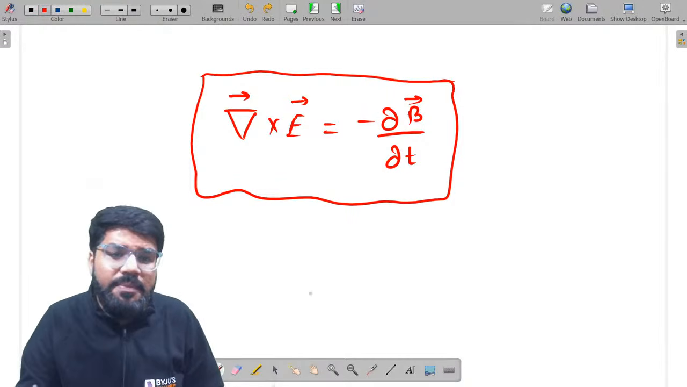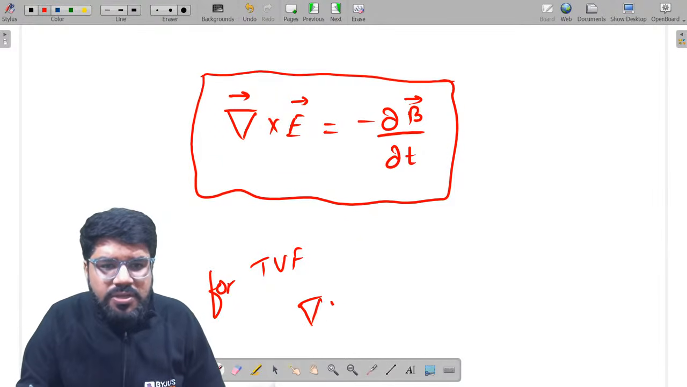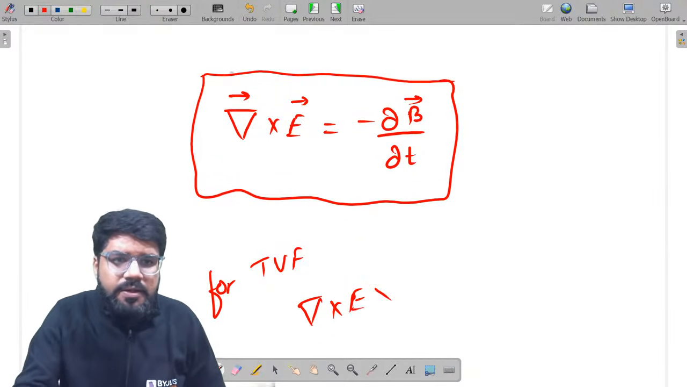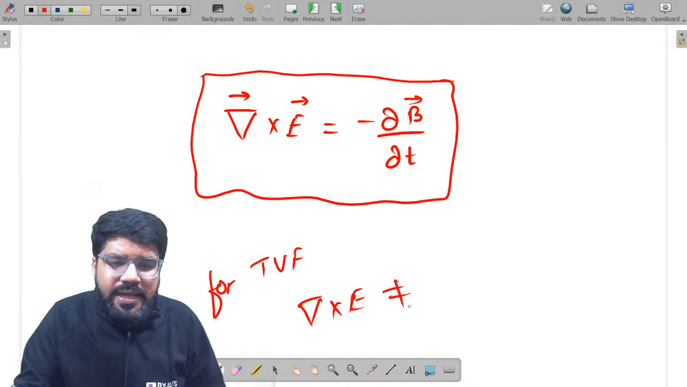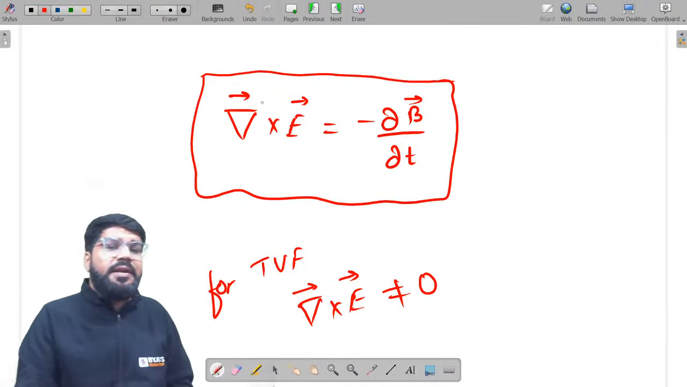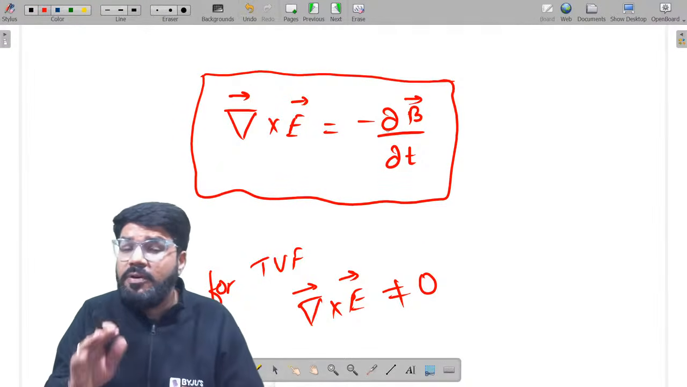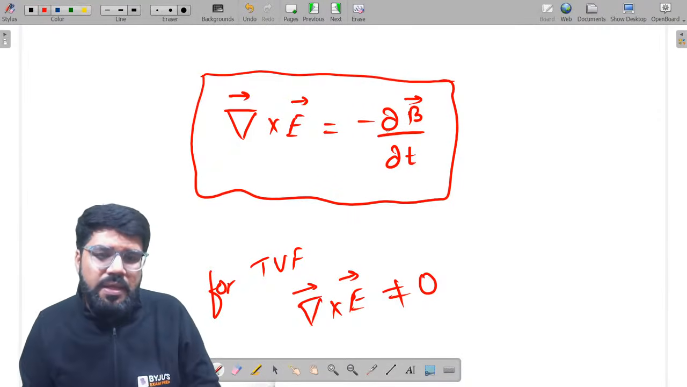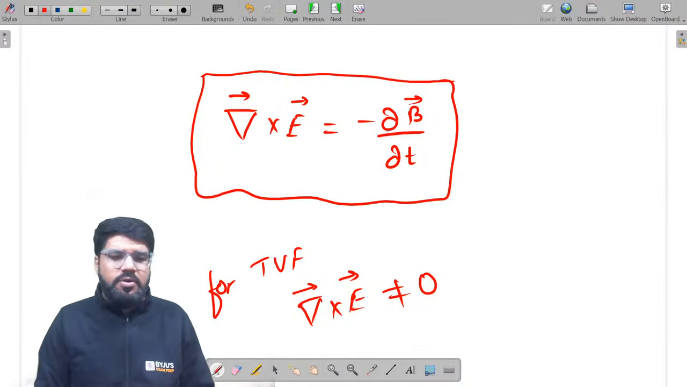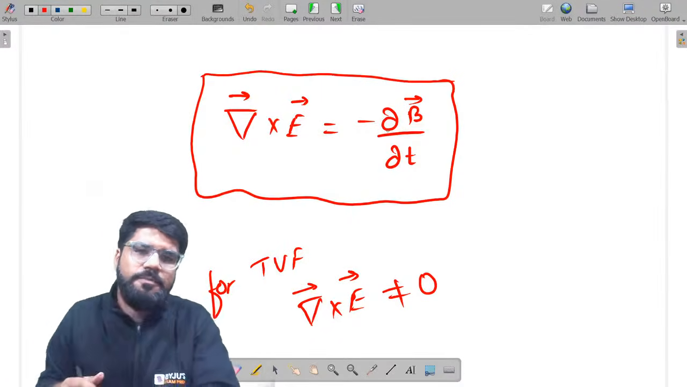But for time varying fields, del cross E does not equal 0. The electric field is not conservative, but del cross E is related to the magnetic field as minus del B by del t. This is your final Maxwell's equation, in accordance with the Faraday law. We will once again conclude the Maxwell's equations, don't worry.